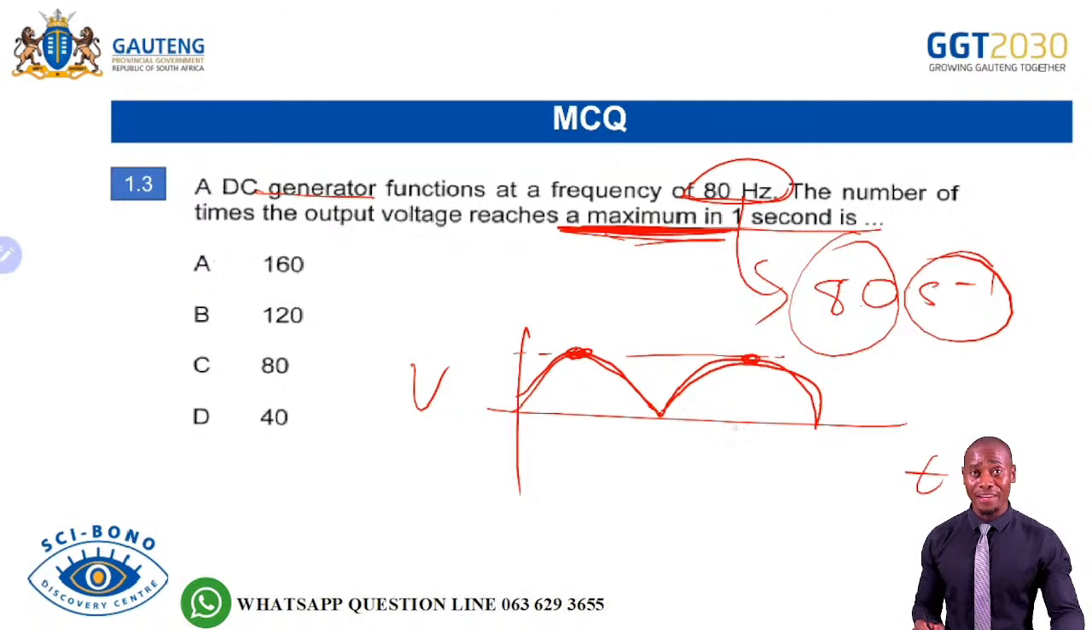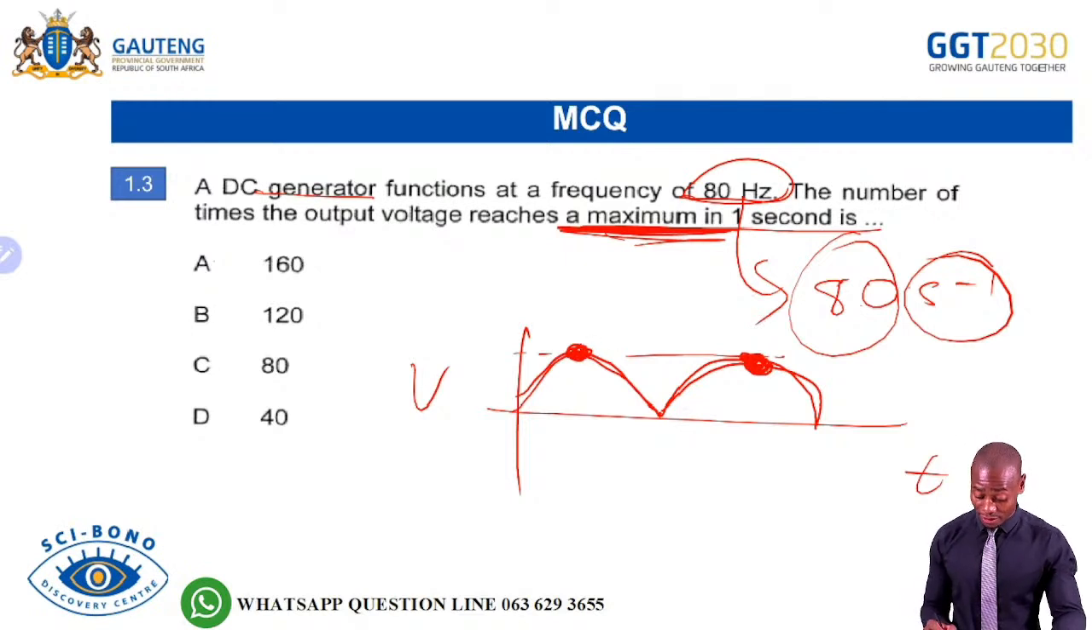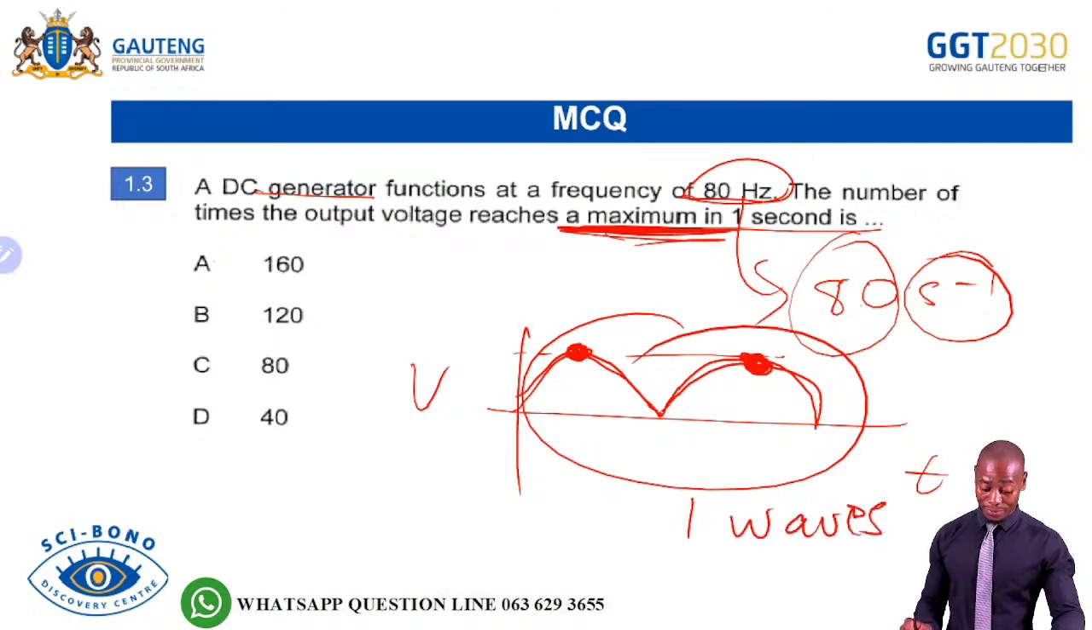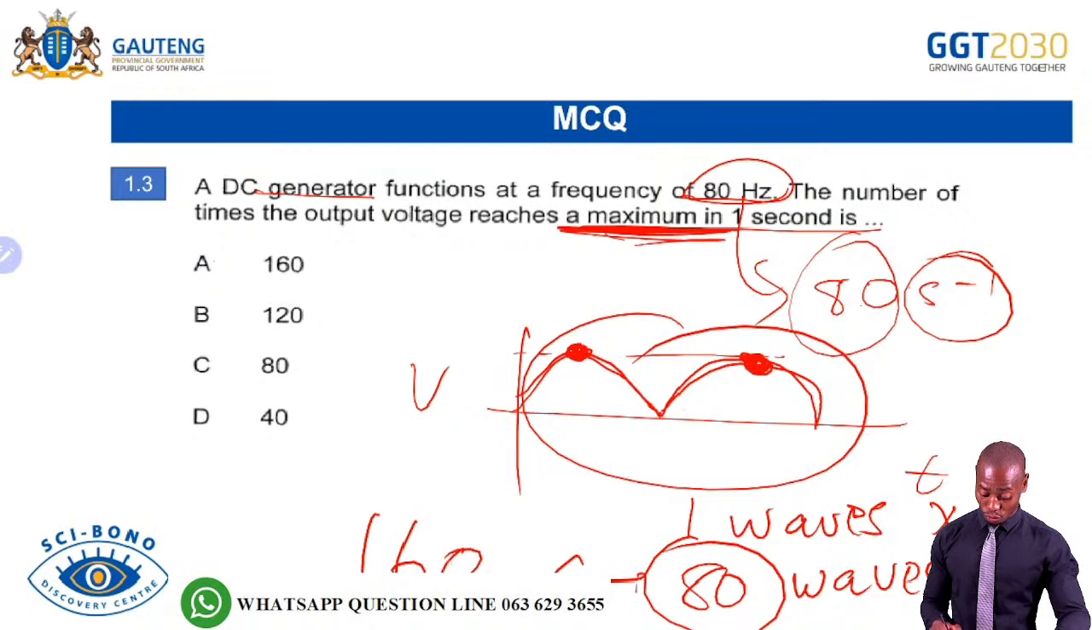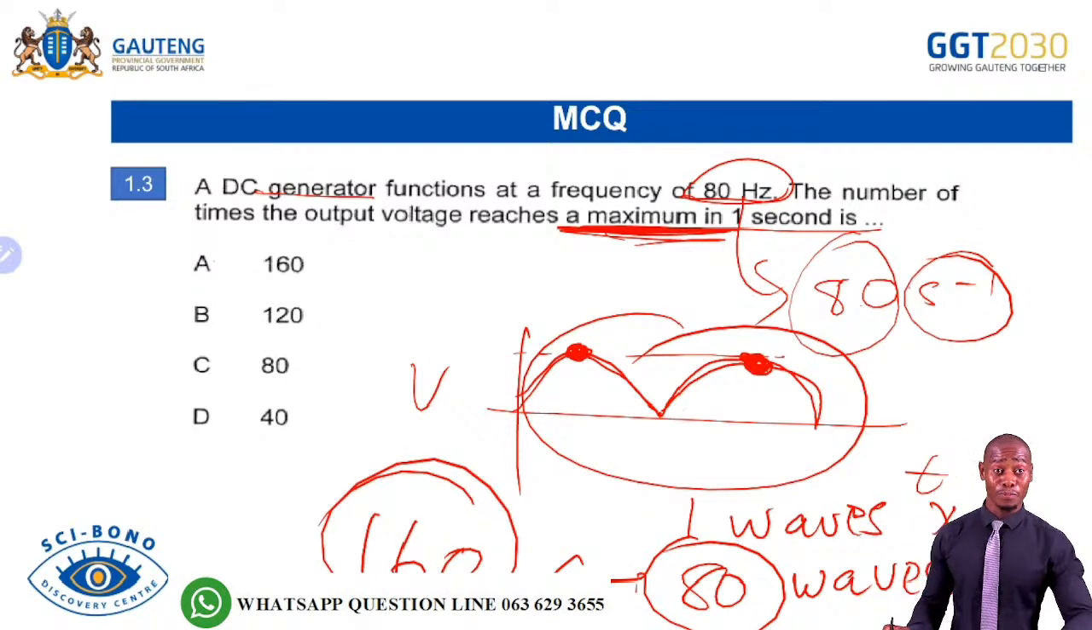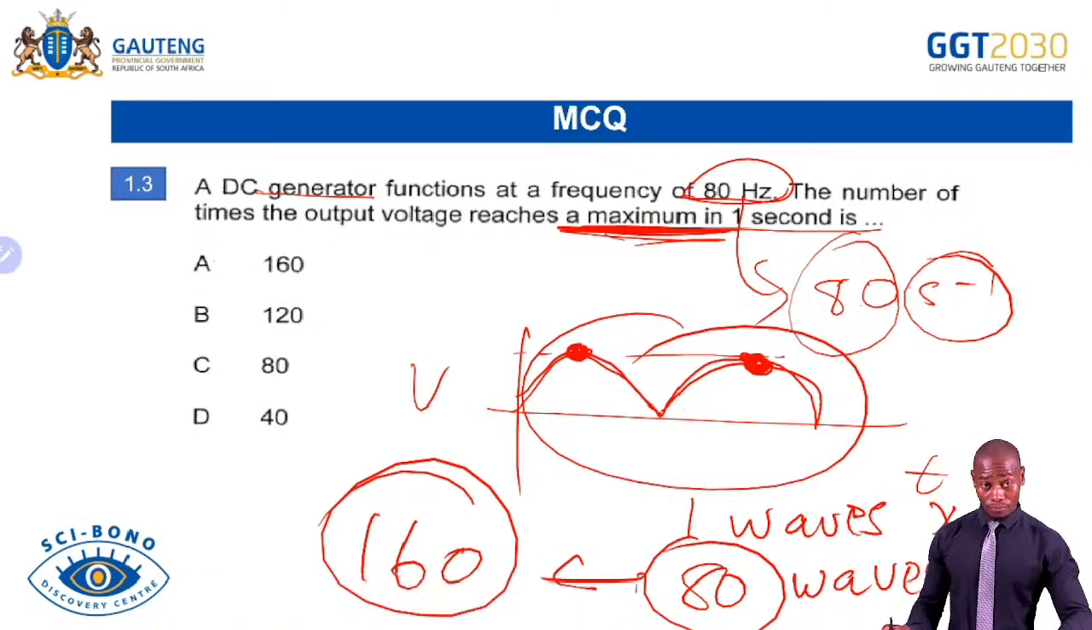So in 1 wave, how many times does the output voltage reach the maximum? Twice. You can see that 1, 2. So this is one wave, and in one wave it reaches the maximum twice. Then how many waves are we having here? 80 waves. So in 80 waves, you multiply by 2. What is 80 multiplied by 2? Then we're having 160. So please be careful when it comes to that, learners.